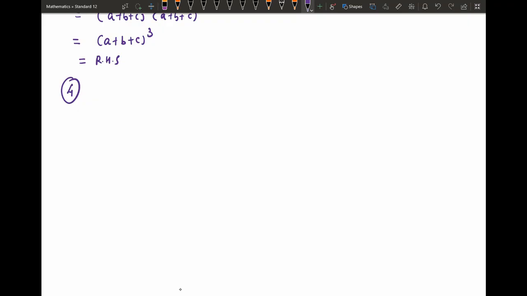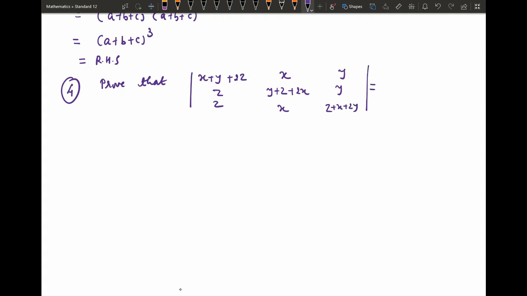Next example, prove that the value of the determinant x plus y plus 2z, z, z; x, y plus z plus 2x, x; y, y, z plus x plus 2y equals 2 into bracket x plus y plus z whole cube. We have to prove this thing.